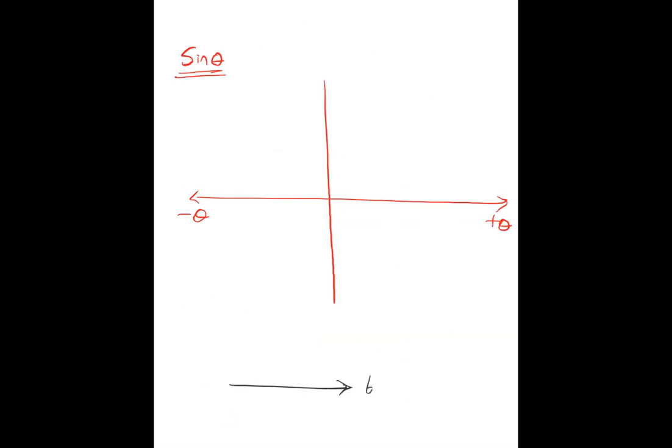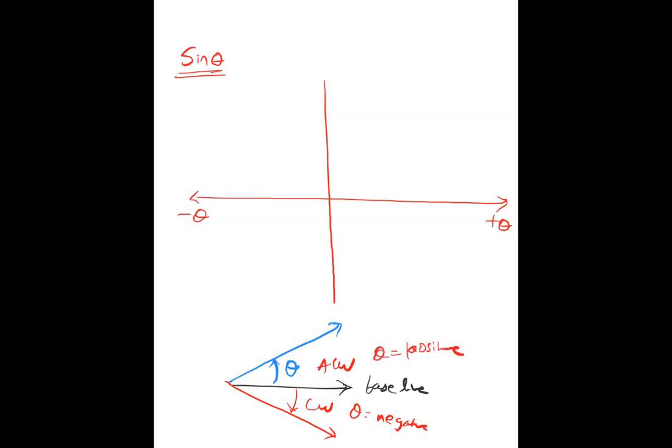This is called the baseline. And from here only we are making the angle. If we are going in this direction, that is anti-clockwise direction. And if you are going in this direction, that is clockwise direction. If it is clockwise, the angle is taken as negative. If it is anti-clockwise, the angle is taken as positive. So all types of angles are possible.